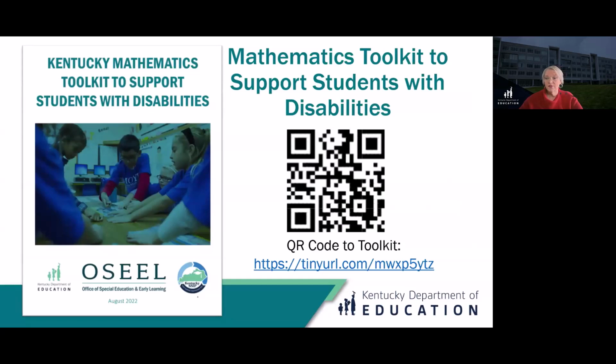And then we're just going to pause here for a second. I did leave a QR code if you want to take a snapshot of that to get the toolkit.